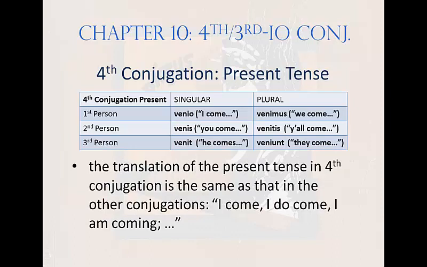The translation of the present tense in fourth conjugation should pose no challenges. It follows the same pattern as the other conjugations. I come, I do come, I am coming, etc.